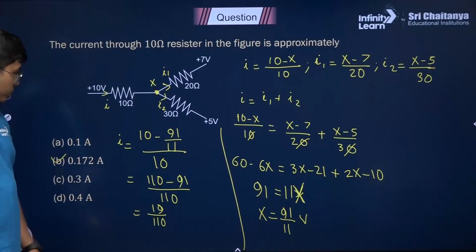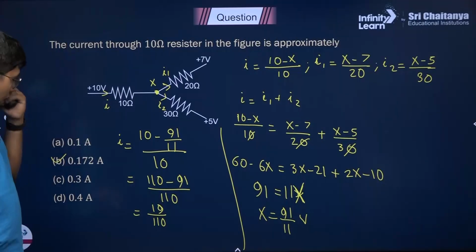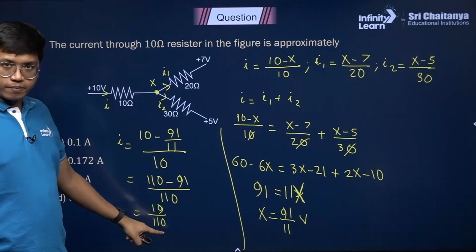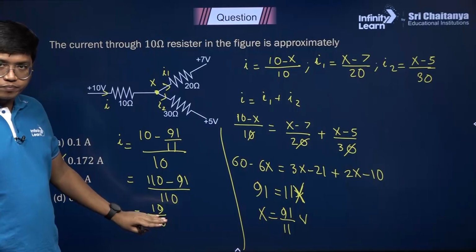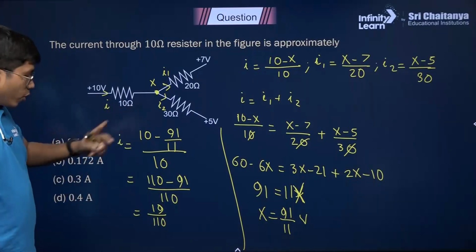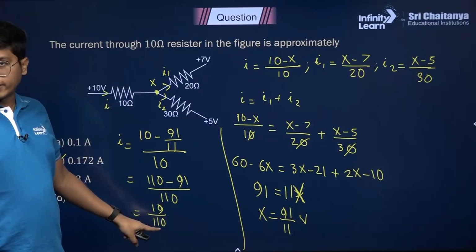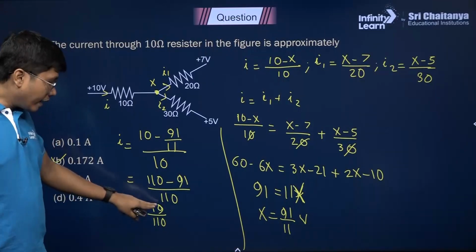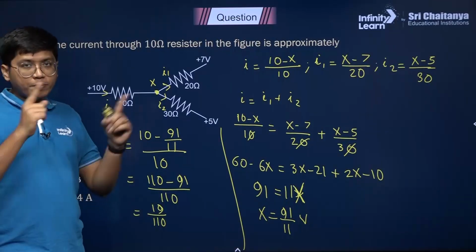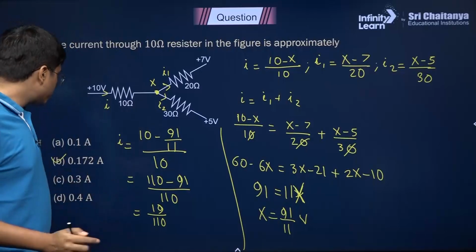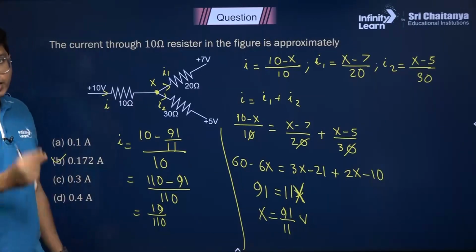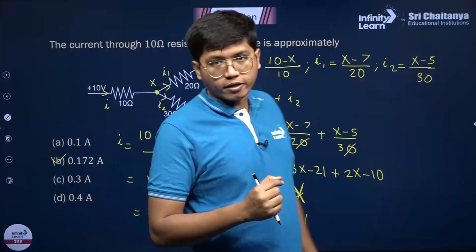Why do I know that? Because see, 0.1 would only have come if this was 11 by 110. Then it would be 1 by 10. For 0.2 you needed 22 by 110. So the answer 19 by 110 should be between 0.1 and 0.2. There is only one option here, that is 0.172. So that is how you mark it without even calculating.